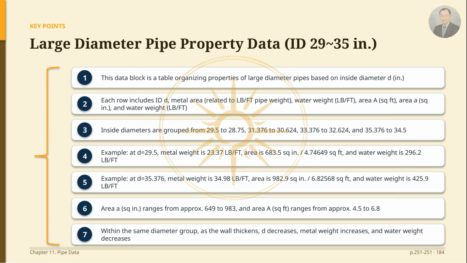Within the same diameter group, as the wall thickness increases, the inside diameter tends to decrease, the metal weight increases, and the water weight decreases. I encourage engineers to first select the diameter group that fits their design conditions and then directly refer to and utilize the necessary cross-sectional area and weight values.